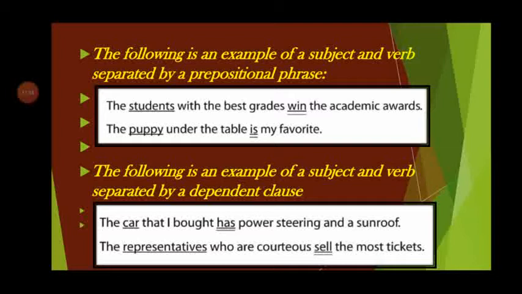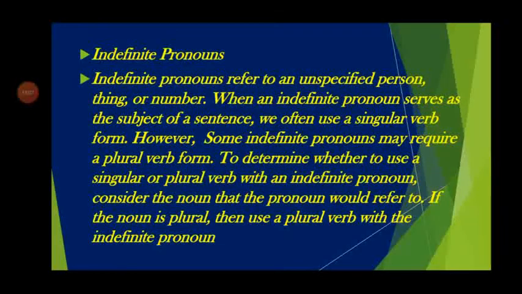The representatives, the term itself says that it is plural. Then the dependent clause is there, who are courteous. The part that starts with who is a dependent clause. It's a relative clause that is added with the subject representatives. So representatives is a plural form, so that's why the verb sell also appears in the plural form.